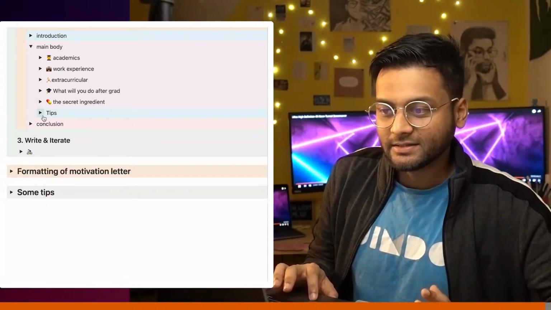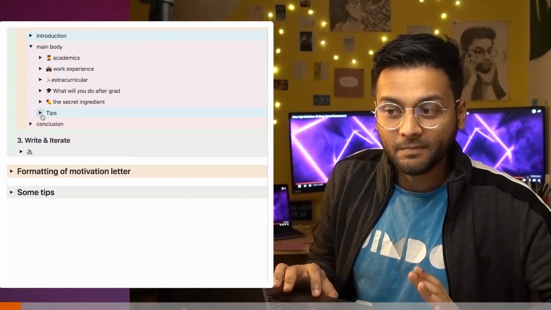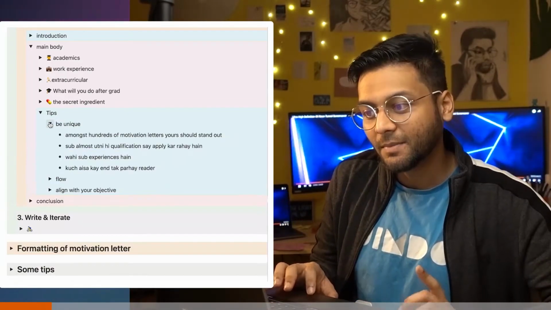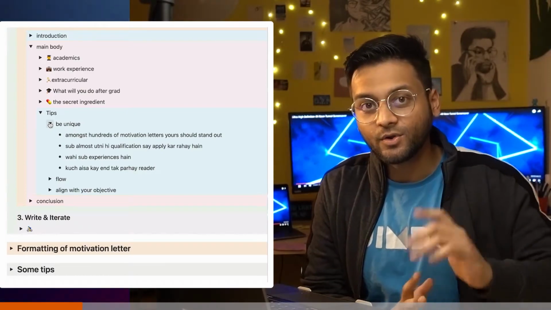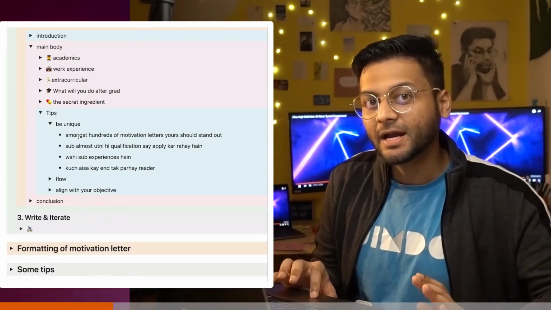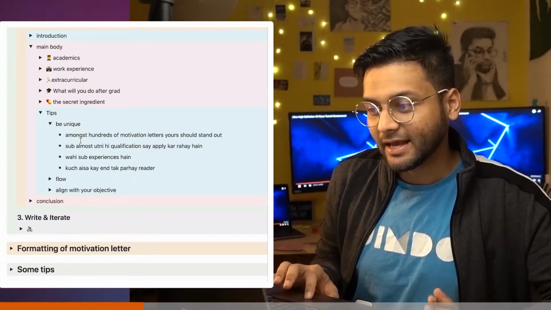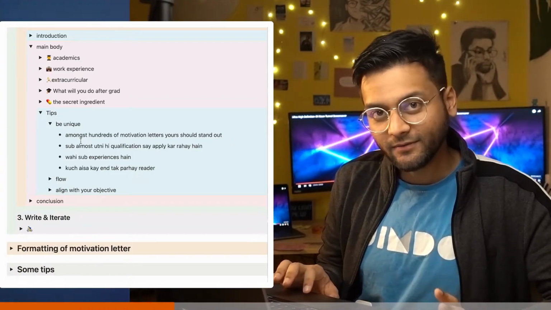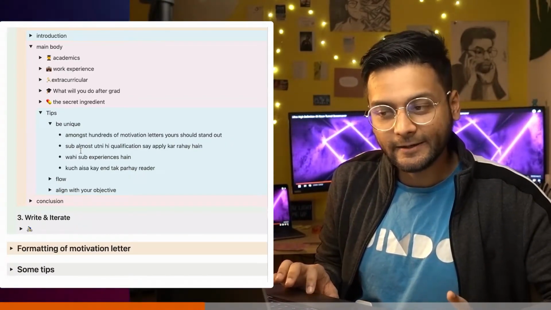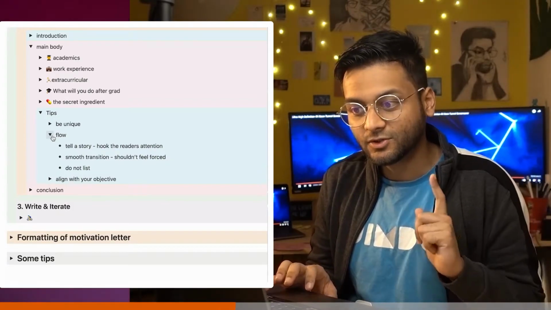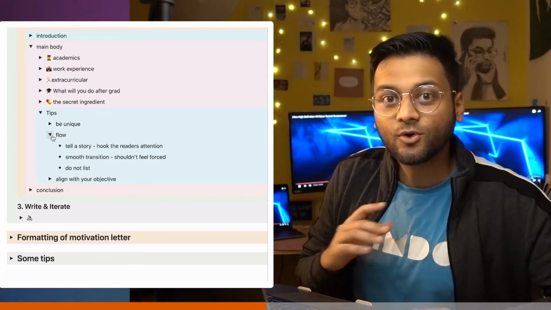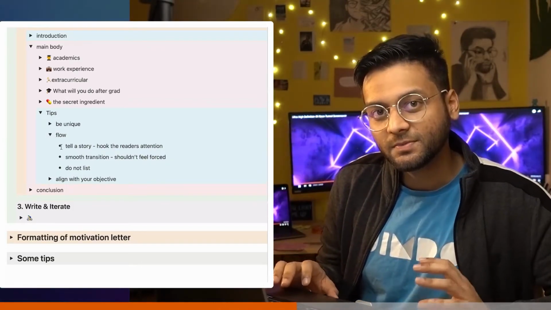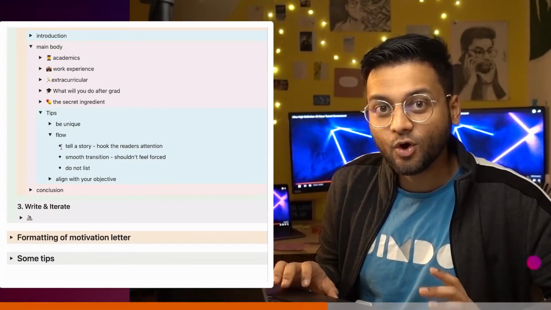And last but not the least, I have some tips for you for the main body. Here, please be unique. Amongst hundreds of motivation letters, how could yours stand out? Everybody might be applying with similar experiences and qualifications. So you have to talk in a way that the reader should read till the end. Second is create a flow, a story-like flow, so that the reader is hooked to your motivation letter. And the transitions between points should be smooth and not forced.